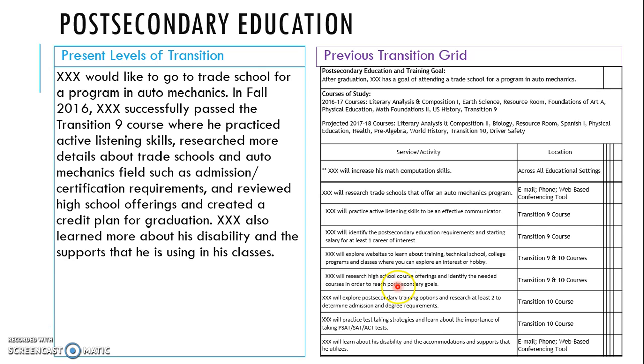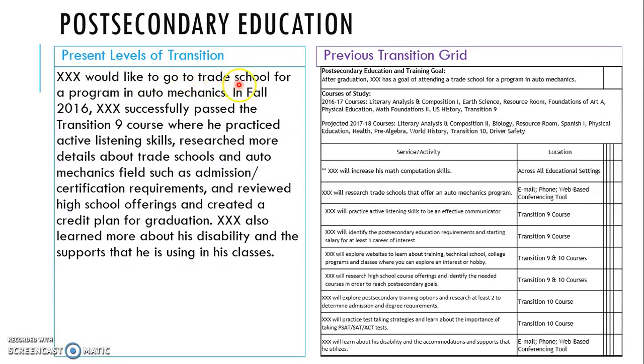Okay, this is the example that I used from Module 2. So this is what our IEPs are going to start looking like. So this is this student's previous transition grid. You have to pretend that this was what was in the IEP, and then this over here in present levels is how you're going to track that these 9th grade activities have happened.